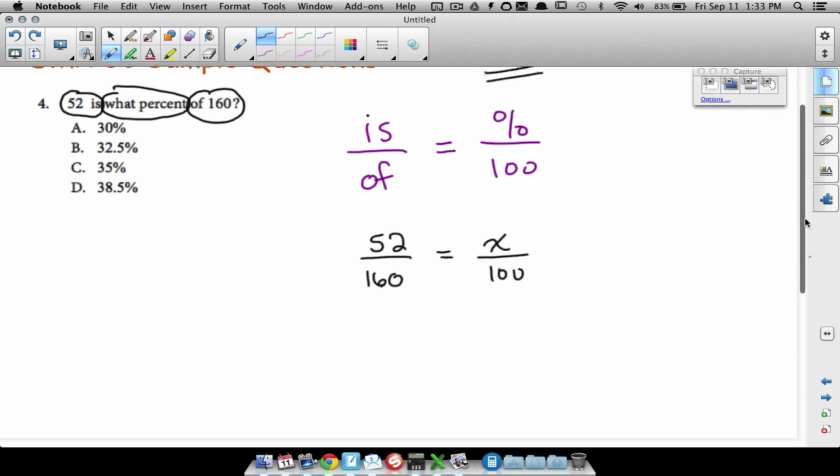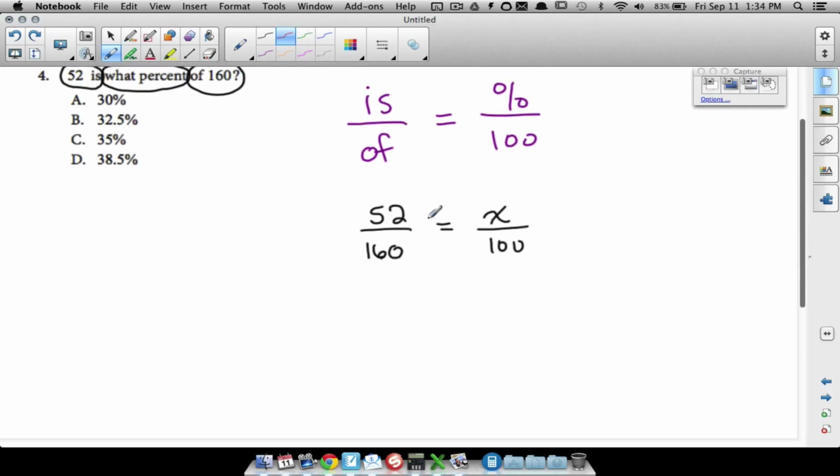And now this is a proportion. The way to solve a proportion is to cross multiply and then divide. Here's what I mean. Cross multiplying 52 times 100. Maybe that's a little bit of mental math. If not, go over to the side and multiply it out. But 100 times 52 is 5,200.